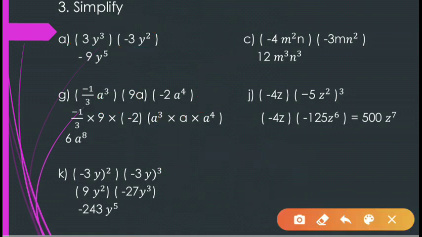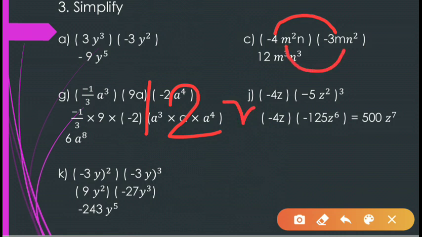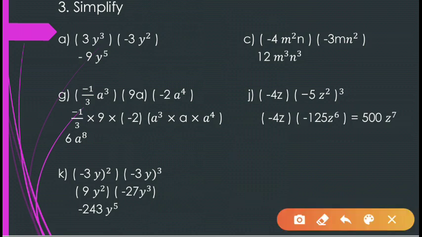Next question. Multiply the constant terms. 4 into 3 will give you 12. Minus minus will become plus, so no need to write it. M square and m will give you m cube. N into n square will give you n cube. So this is your answer.